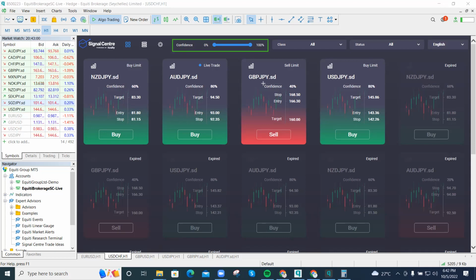Remember, the Signal Center is regulated by the Financial Conduct Authority in the UK. So let's quickly go over some other features.